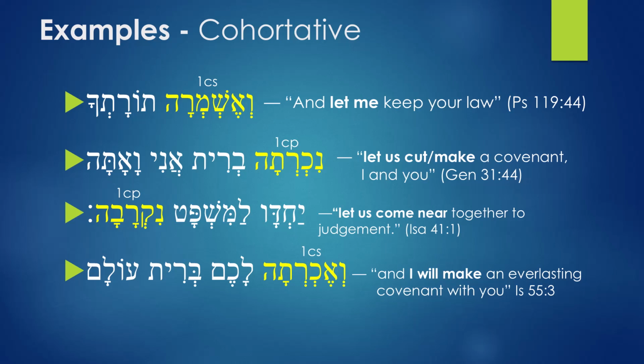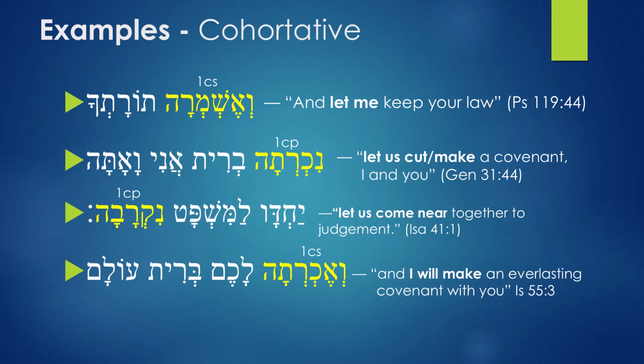So Nikreta means let us make. What are you making? Berit. Berit is covenant. So Nikreta berit, let us make a covenant. Ani wa ata. Ani means I. And then you have wa ata. Ata means you. Wa means and. So you have I and you. Together the translation is going to be, let us make a covenant, I and you.